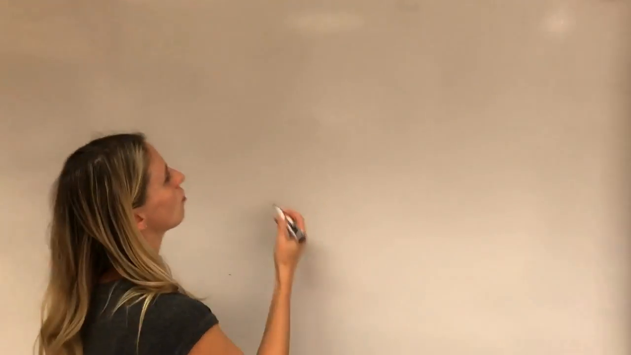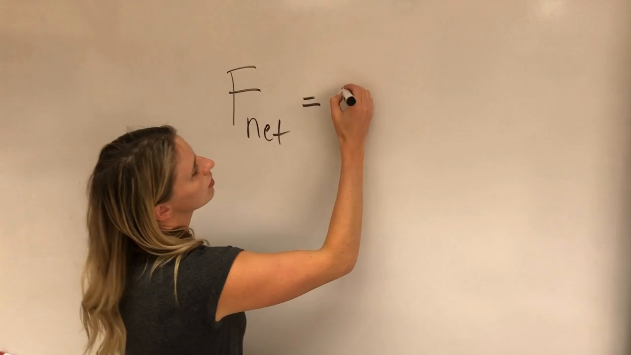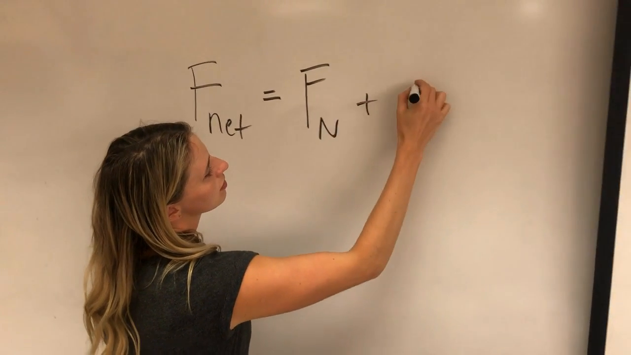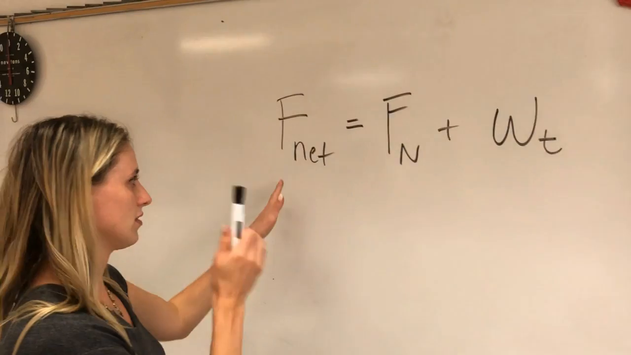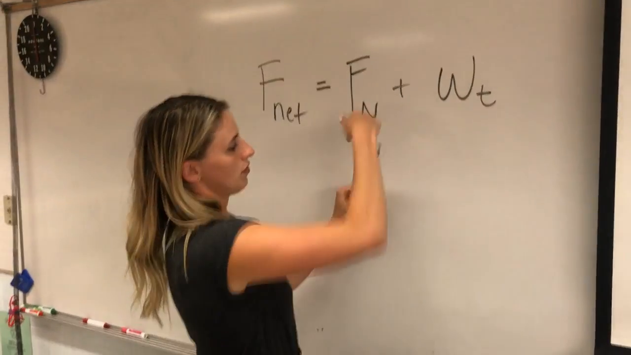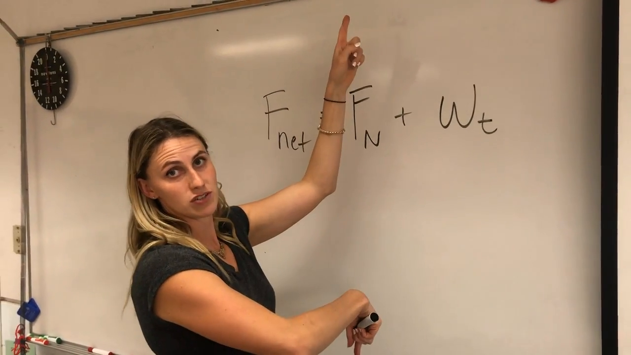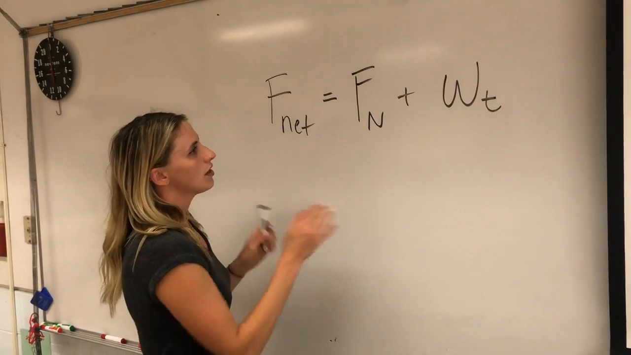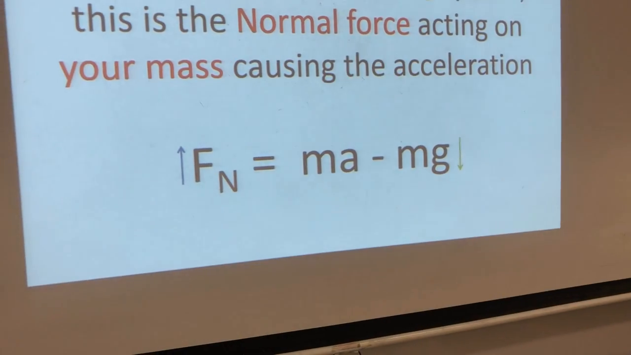So, let's go ahead and write this out. Net force equals the normal force plus the weight. Where do we get this from? We said the net force is the force of gravity plus the normal force, equal in magnitude, opposite direction. It's the sum. This plus this gets you the net force. Now, in order to get that over there, we just do some simple math.